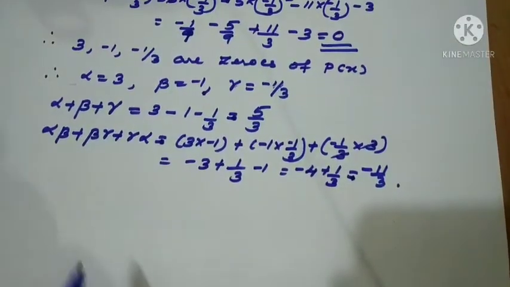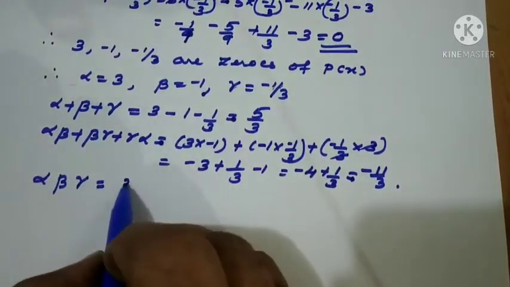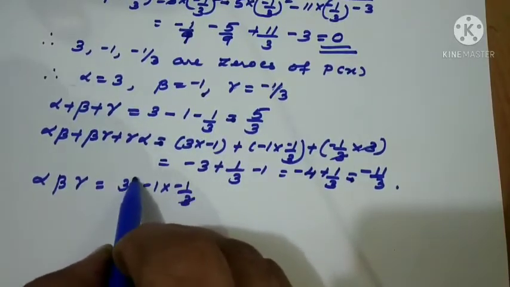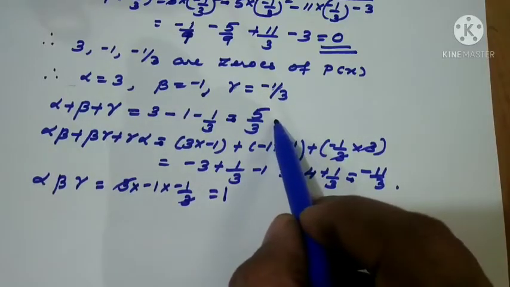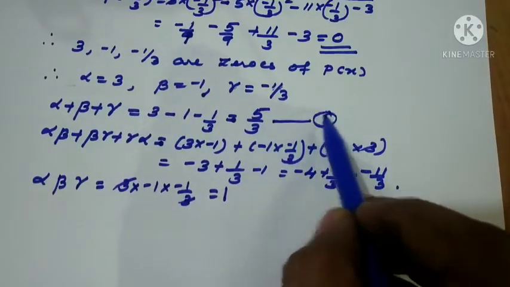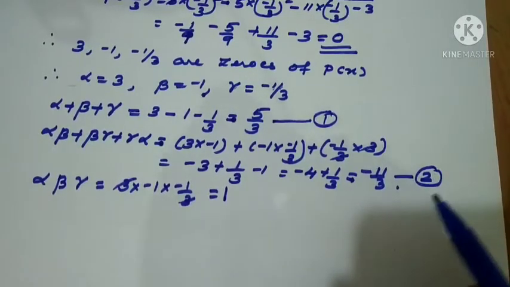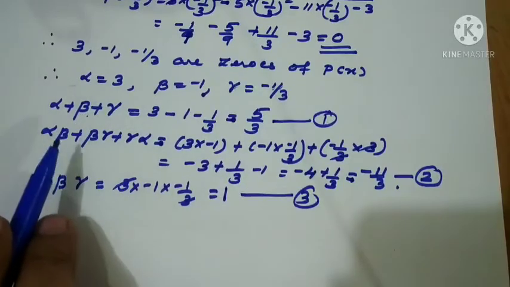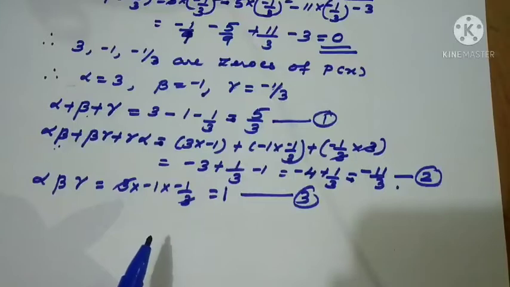What is left now? Alpha, beta, gamma. That is 3 into minus 1 into minus 1 by 3, so it is equal to 1. So we got 3 cases, that is first alpha plus beta plus gamma, second alpha beta plus beta gamma plus gamma alpha, and the third: sum of the zeros, sum of product of zeros 2 at a time and product of the 3 zeros. That is what we got. Now what will happen?